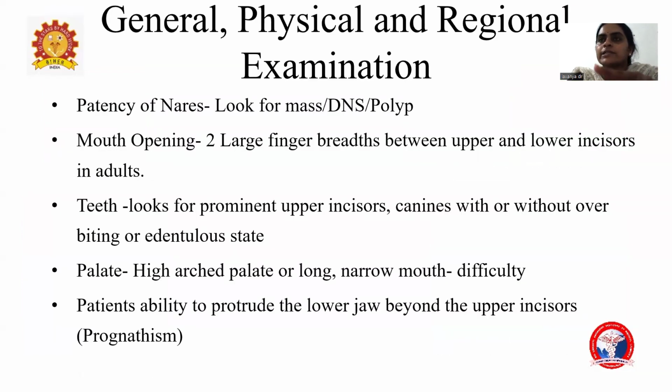In general physical and regional examination, we should examine the airway thoroughly, which includes the upper respiratory airway tract. Look at the patency of the nostrils, whether there is any mark or any deviated nasal septum or any solid nasal mass like that. Mouth opening should be two large finger breadths between upper and lower incisors in adults.